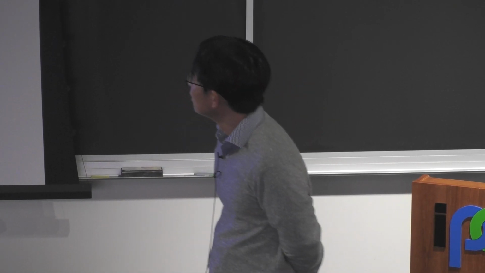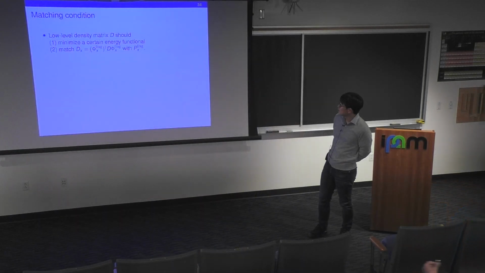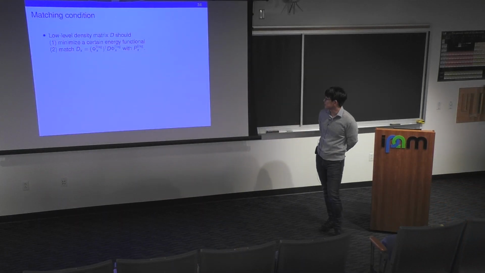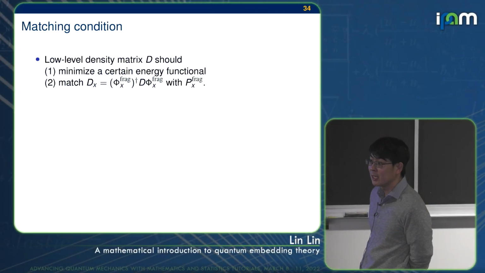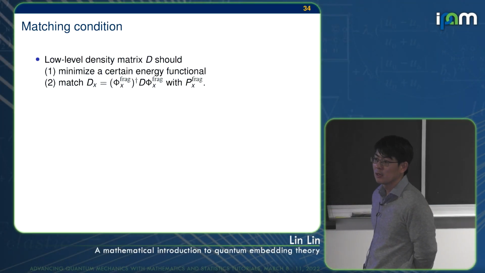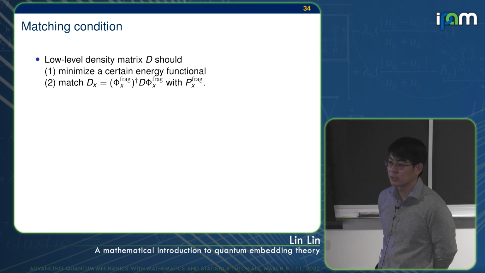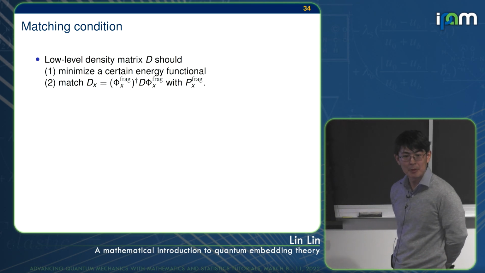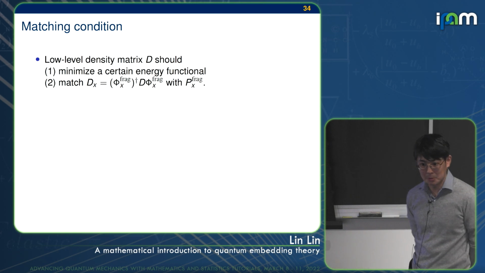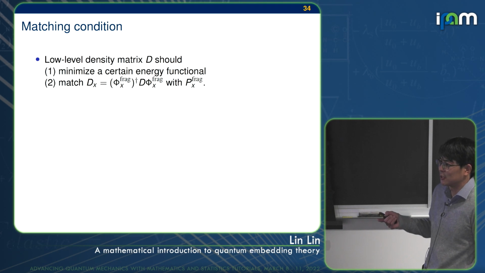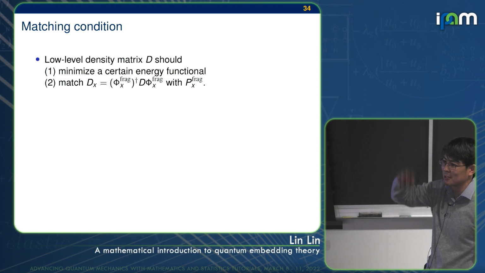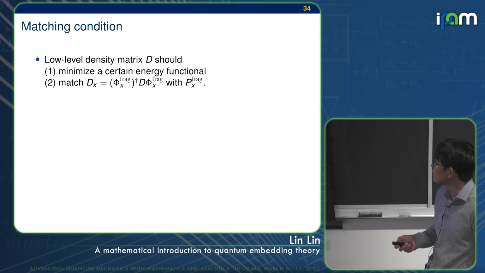Okay. So the matching conditions are stated as follows. The low-level density matrix D should do two things. Remember, this D is supposed to be, we apply CS decomposition to its support and get the fragment, bath, core, orbital, virtual. So this D should be chosen so that one should minimize some energy functional. It shouldn't be just arbitrarily oscillating orbitals. It just doesn't make any sense.